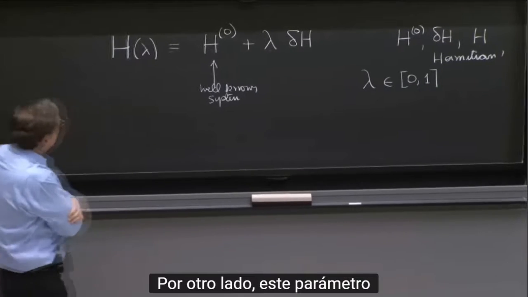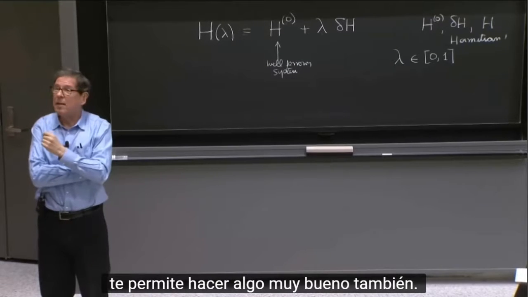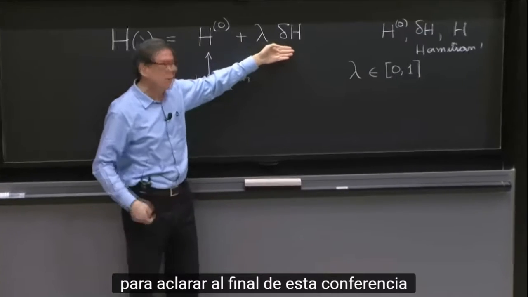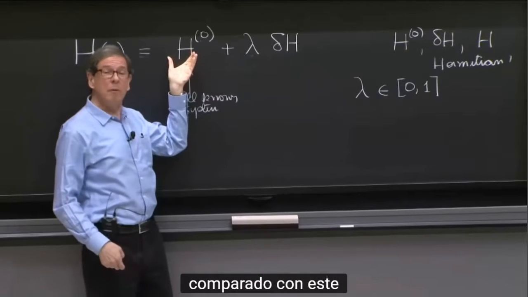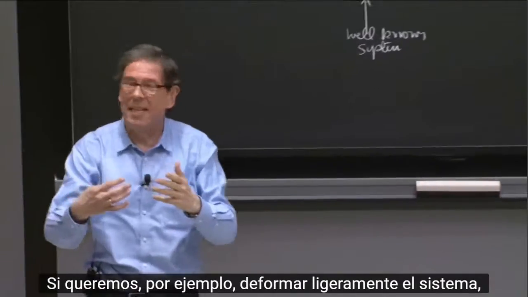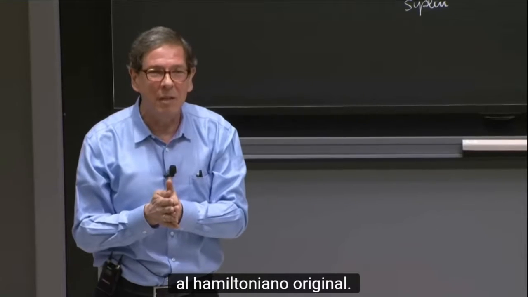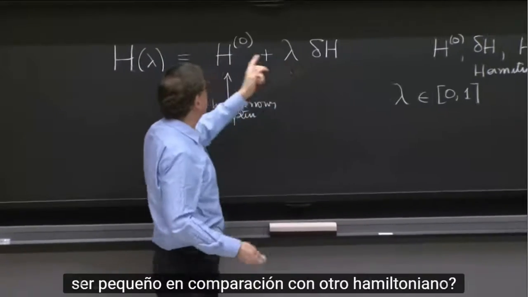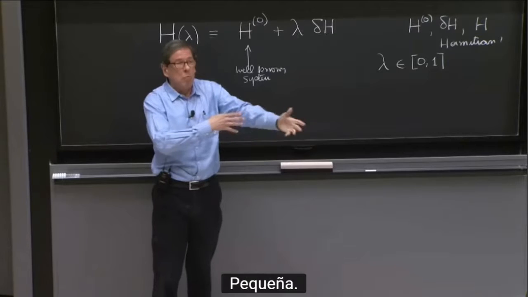On the other hand, this parameter allows you to do something very nice too. One of the things we're going to try to clarify by the end of this lecture is, shouldn't this thing be rather small compared to this one? If we want to say we've deformed the system slightly, we want the correction to be small compared to the original Hamiltonian. So what does it mean for a Hamiltonian to be small compared to another Hamiltonian? These are operators, so what does it mean, small?